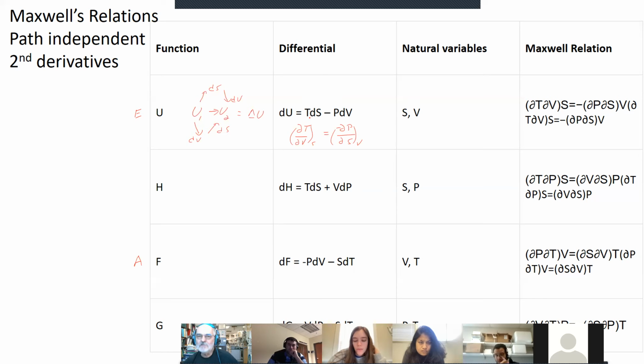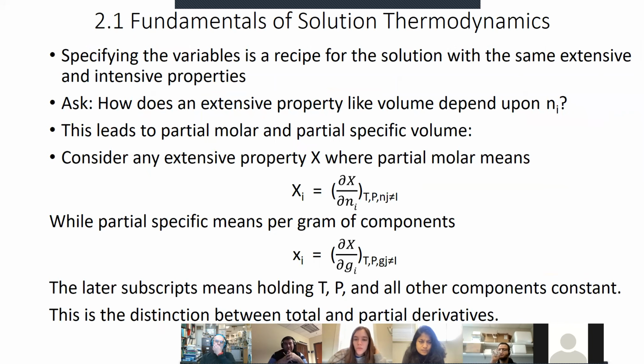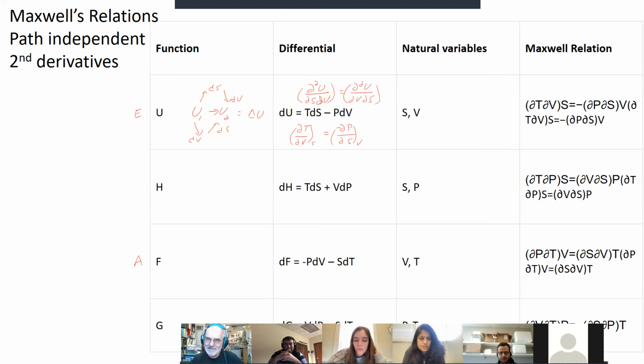That is equivalent to saying the first derivative and then a second derivative, these end up being written as the second derivative with respect to S and V in this way, which will be equivalent to V and S. Okay, so the path doesn't matter. Okay, I'll come back to that again.